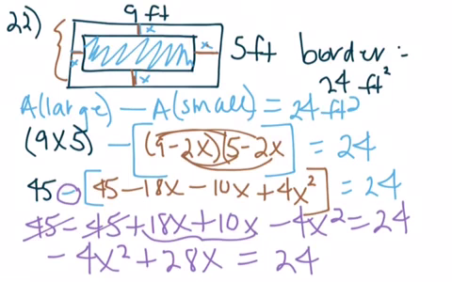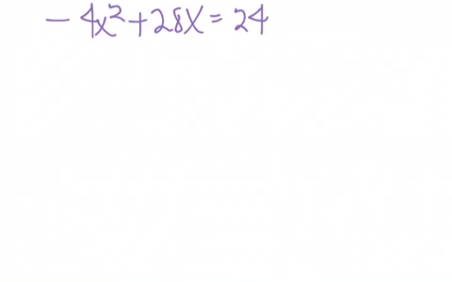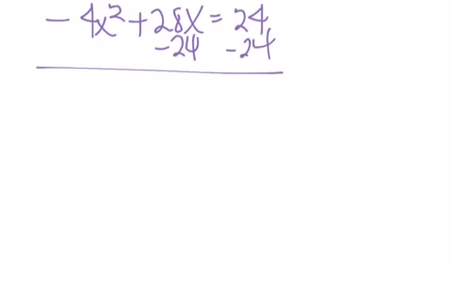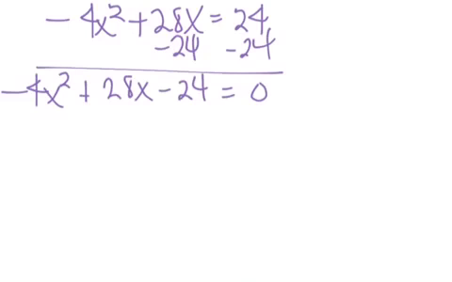Okay? Sorry, I ran out of room on that page, so I have to go to the next page. Okay. In order to solve this, we need to put everything on the same side, so we'll subtract 24 from both sides. So now we have negative 4x squared plus 28x minus 24 equals 0.